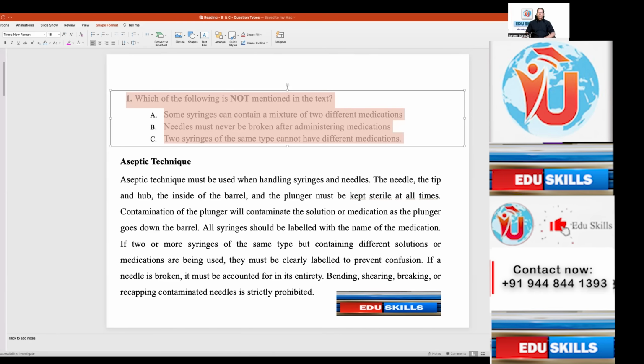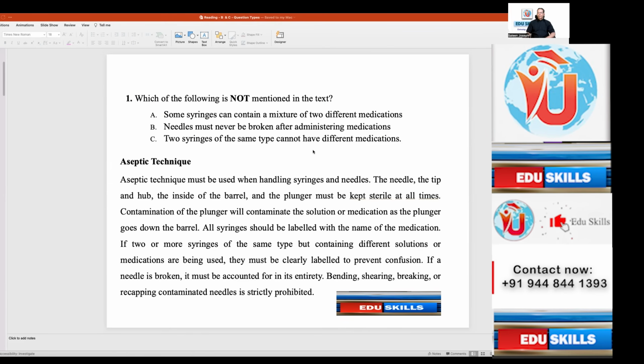1. Which of the following is not mentioned in the text? Some syringes can contain a mixture of 2 different medications. Needles must never be broken after administering medications. 2 syringes of the same type cannot have different medications. You can unmute and interact. Yes. Can you find any opposites here? Out of the options, which are the opposites? A and C. Yeah, A and C. A and C are opposites, right?